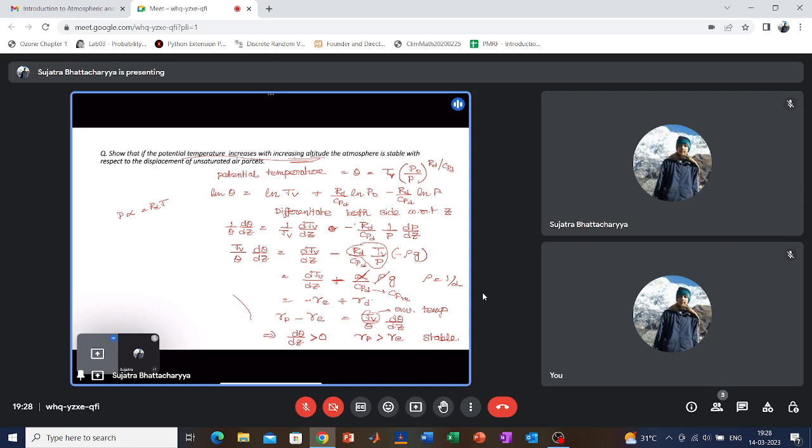Another condition, let us take. Second condition: if d theta dz is less than 0, then what will happen? Gamma P will be less than gamma E. What is that? Unstable condition. And if it is 0, then gamma P is equal to gamma E. So this d theta dz can also tell us whether the atmosphere is stable or unstable. And based on this also we will do some numerical.